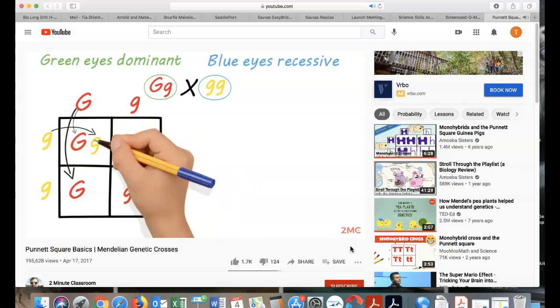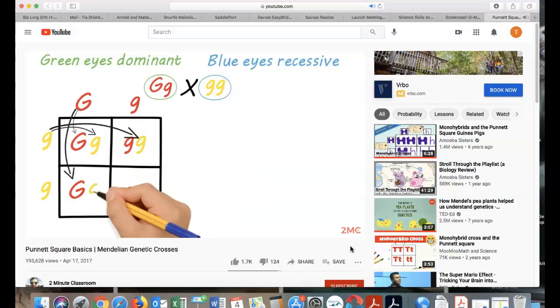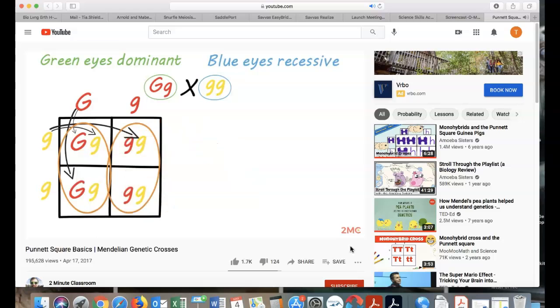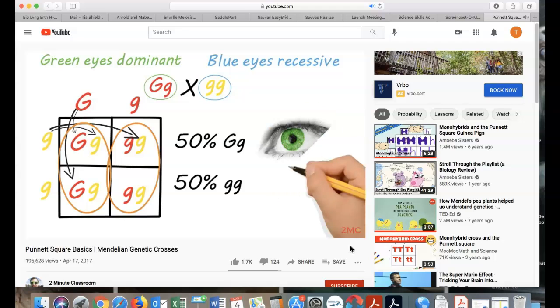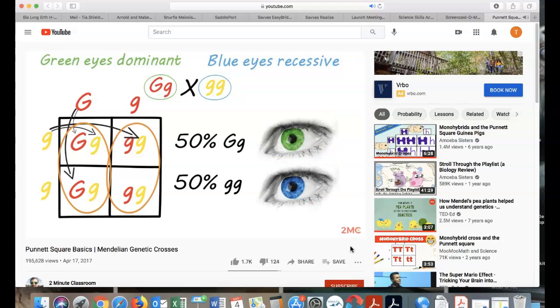Each quadrant will represent a 25% chance that genotype will result in the offspring. So in this case, we have only two possible genotypes, big G, little g, and little g, little g. And each genotype has a 50% chance of showing up in the offspring. Similarly, you have two possible phenotypes, green eyes and blue eyes, with 50% chance of each.